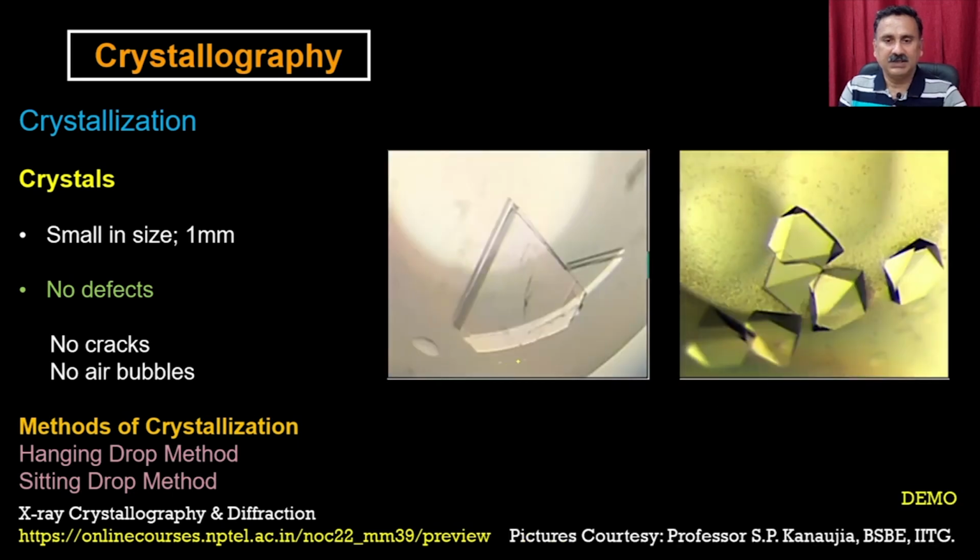Once you do the crystallization, you are going to get crystals like this, right? See, these are the protein crystals. This picture was provided by Professor Shankar Prasad Kannojia from our department. Since he was kind enough, we took the liberty and went to his lab, and some of his students demonstrated how you can crystallize the protein using the hanging drop method.